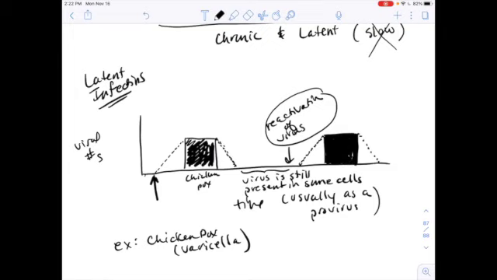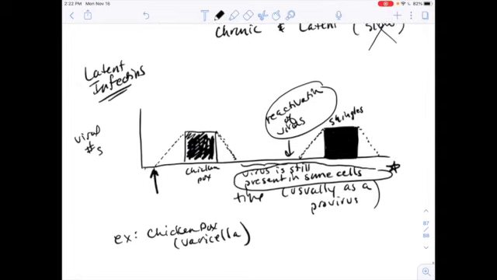Do you know what it's called when the chickenpox virus is reactivated later? It's called the shingles. We have a shingles vaccine, and it's somewhat effective for preventing reactivation, but it doesn't prevent you from getting the virus again because you already have it in your cells. Chickenpox is an example of a latent infection. It persists. The virus is still present in some cells, period.